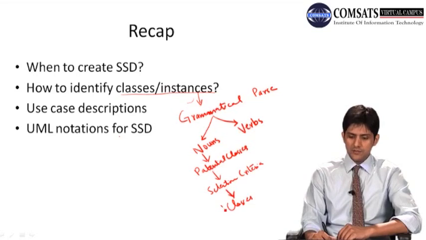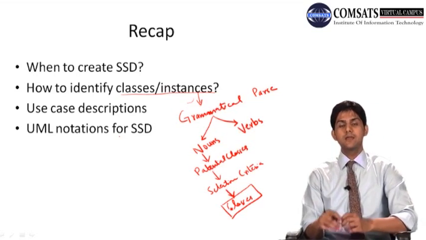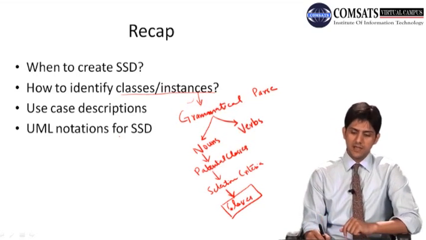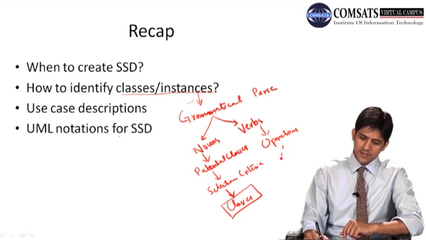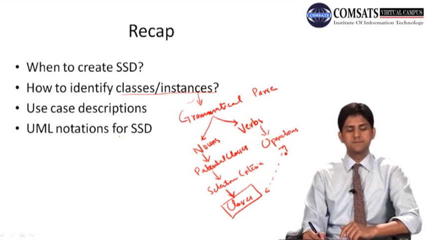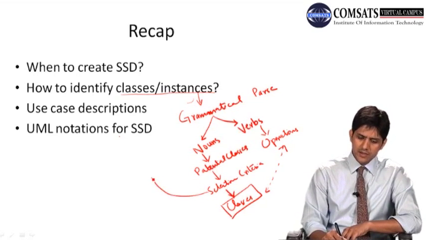Now once we have these classes, the next step is to associate the verbs as operations of these classes. So these verbs are basically operations, and they are linked to the classes. And quickly, what was the selection criteria?